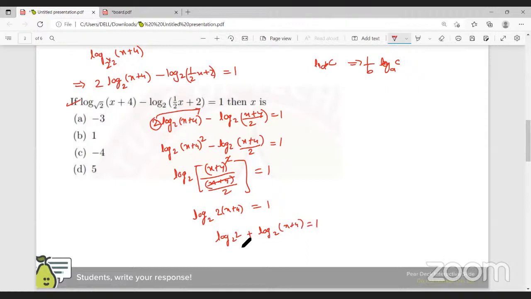Then 1 plus log of (2x + 4) equals 1, so this 1 will get cancelled. Then log of (x + 4) equals 0. How is it equal to 0? Because log of 1 becomes 0. Then we can equate x + 4 to 2 to the power 0, that is 1. So x equals minus 3, right? Yes, sir.